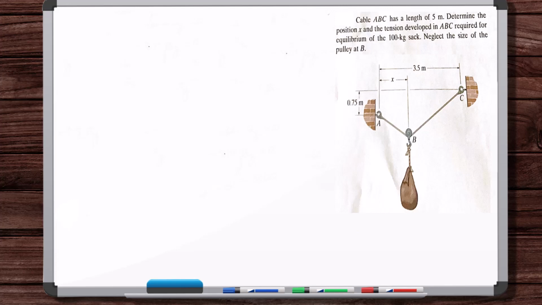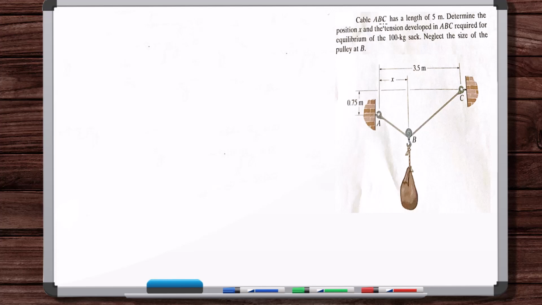Okay, in this video, we're going to work a problem that falls into the category of particle equilibrium, which just means that for any free body diagram, we could model it as just a point because all of the forces on the body are concurrent, meet at that point.